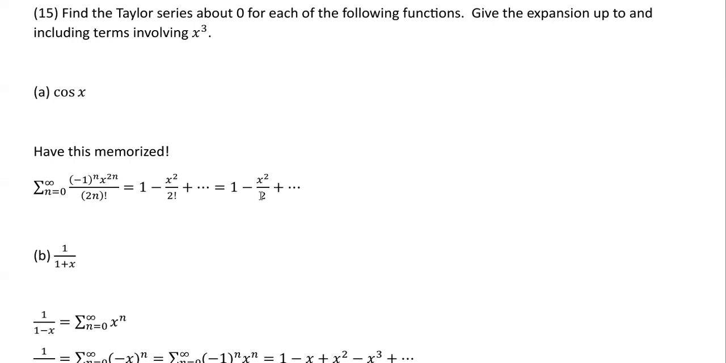I don't know why I copy pasted it twice, but that's it, because the next term would be x to the fourth over 4 factorial. We're only asked to expand up to x cubed. Okay, so we only need the first two terms.